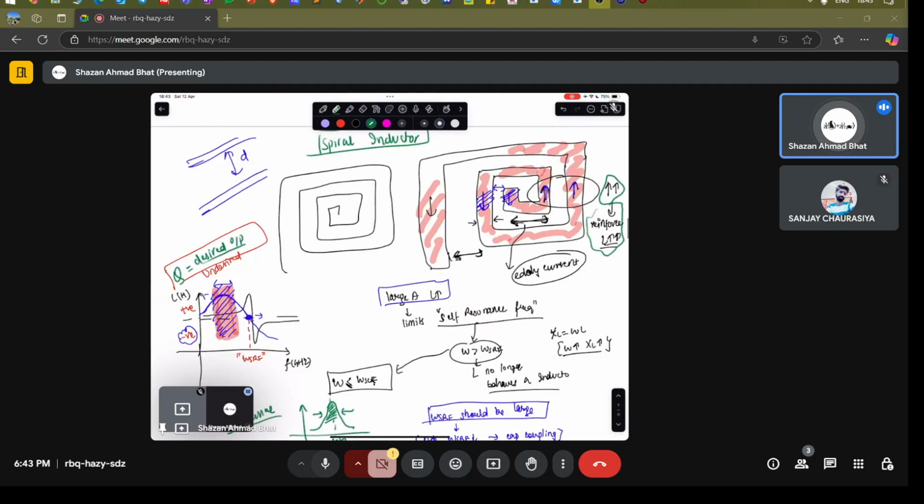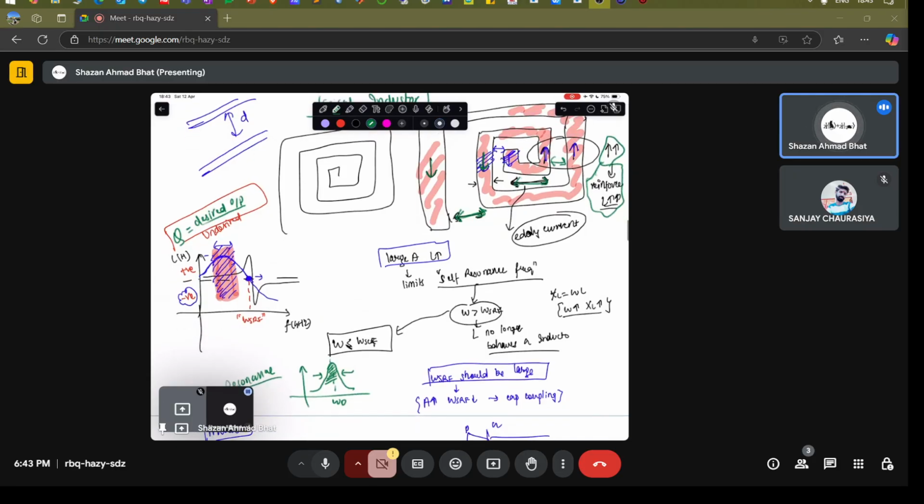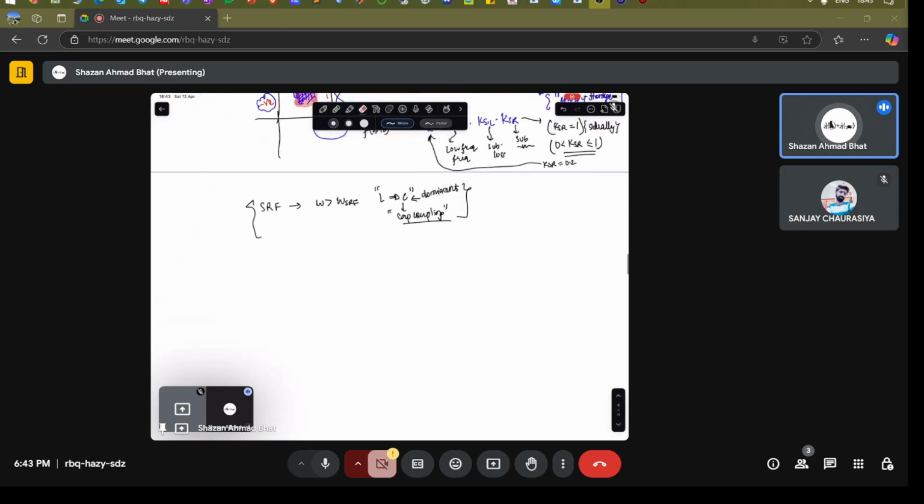So this is advantageous, but then again here the currents are flowing in the opposite direction. That's why these particular dimensions matter. These distances are going to matter in terms of the capacitances as well as the inductances.